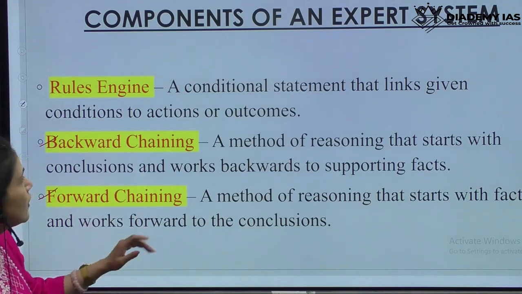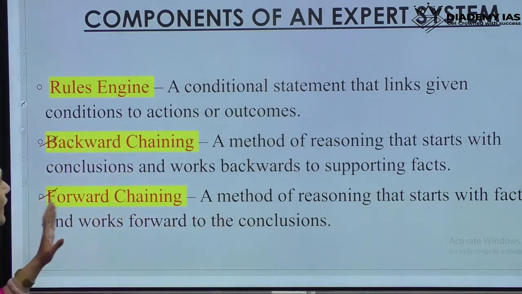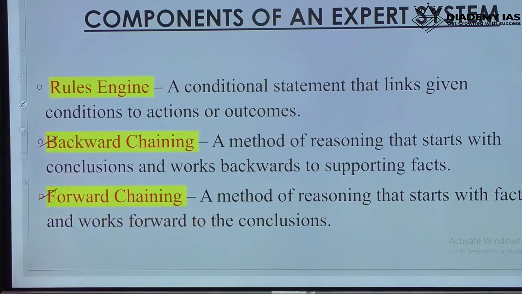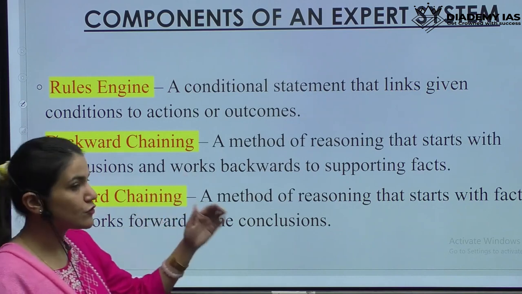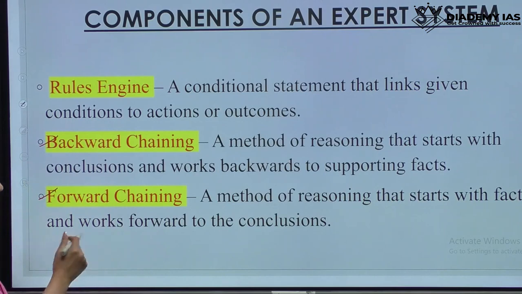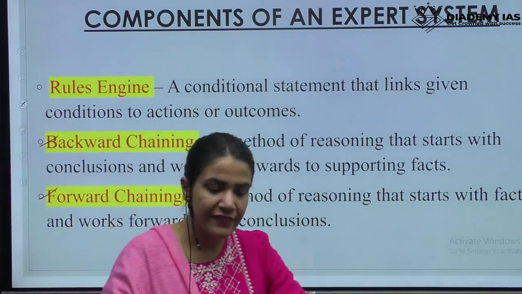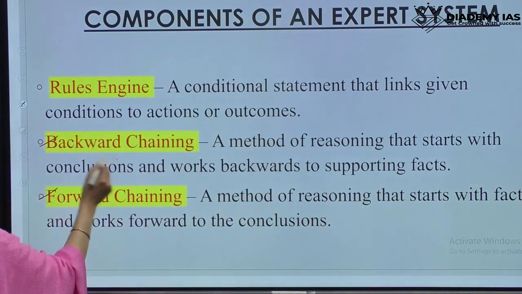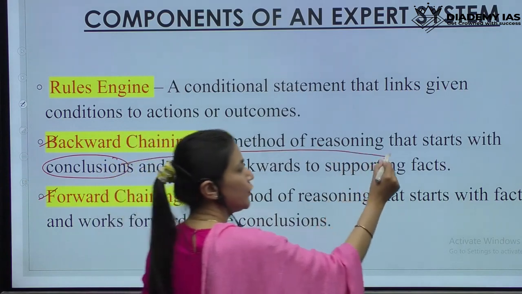Now, what is a rules engine? A conditional statement that links the conditions, actions or the outcome. Definitely you have seen that. That is how it works. Then we have backward chaining, a method of reasoning that starts with the conclusion and works backwards to supporting facts. So it is like you are going back. First you take the results and then you do the bottom-up approach. Then you move on to the facts. So from conclusions in backward chaining, you go to the facts.